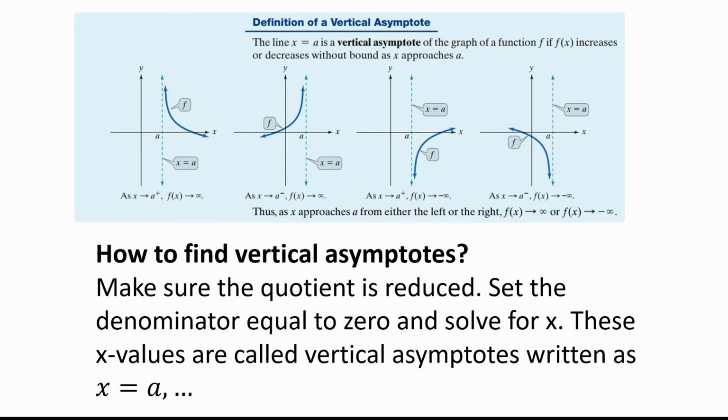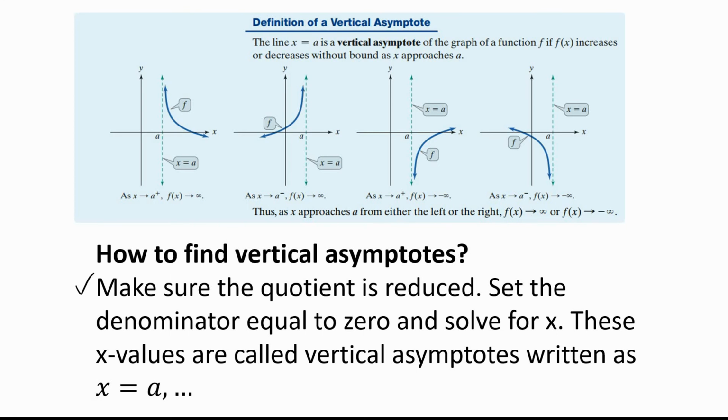Definition of the vertical asymptote. If there's a vertical line and the graph is trying to cross it but can't, what are those values for x? They're just the numbers of x when the denominator is set equal to 0. But you want to make sure that you reduce the quotient. If you need to factor the top and the bottom and cancel some terms out, make sure you do that. And then you set the denominator equal to 0 and solve for x.